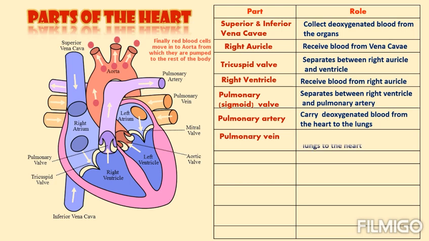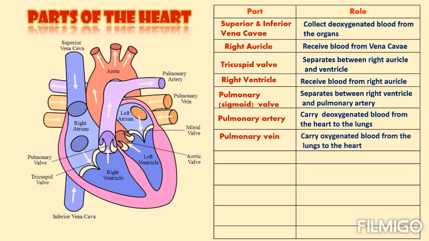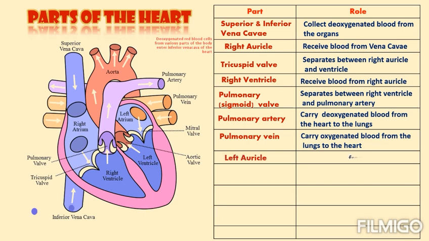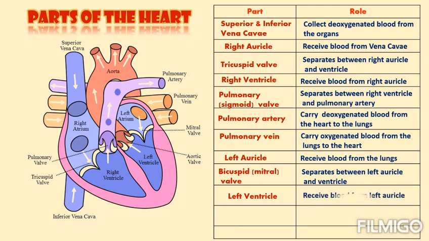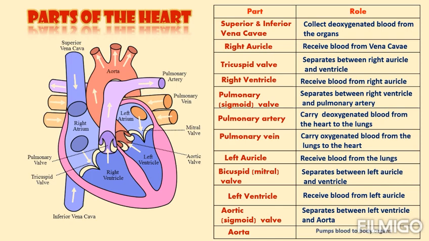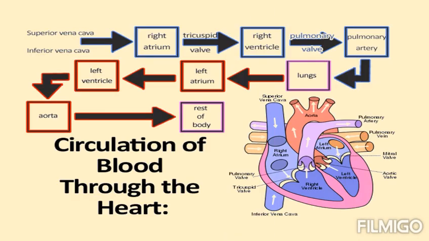Pulmonary artery will carry deoxygenated blood from the heart to your lungs, where gas exchange takes place and blood becomes rich in oxygen, and it will return back to the heart through the pulmonary vein, the only vein that carries oxygenated blood. Now blood will move to the left auricle, then it will be pumped to the left ventricle, and these two parts are separated by the bicuspid valve. From the left ventricle, blood will be pumped to the aorta, the largest artery in your body. The left ventricle is separated from the aorta by the aortic valve or the sigmoid valves. We have two sigmoid valves.